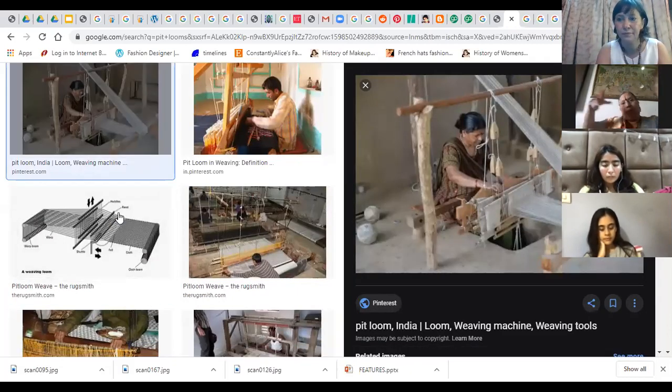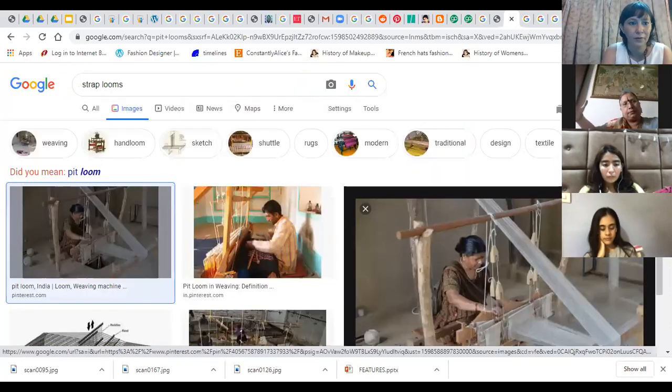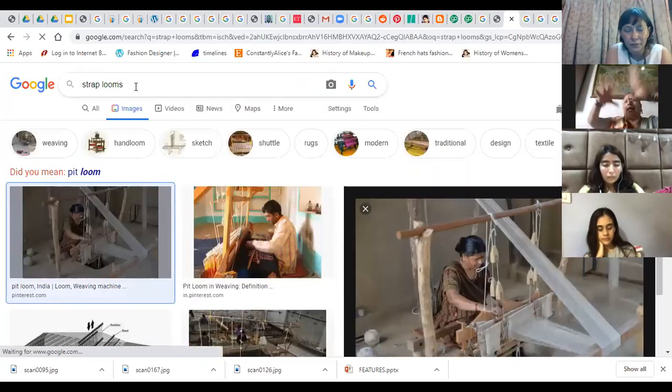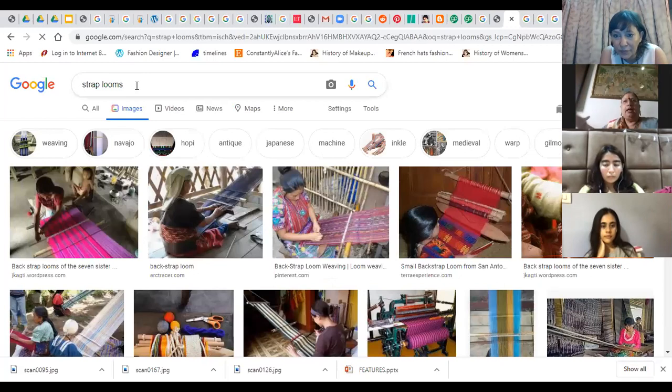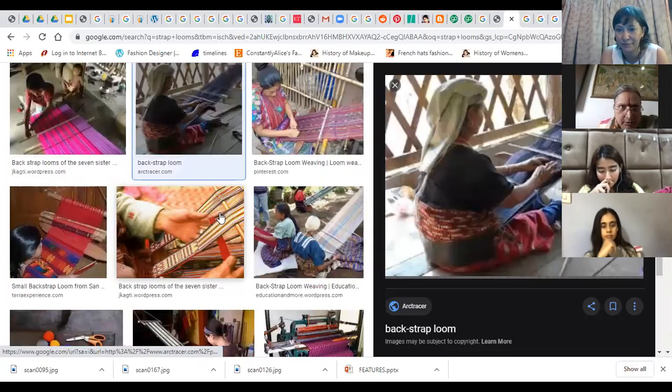And then there is a loom which is a frame loom. In a frame loom, an actual frame is created, and on that the weaving happens. This is a back strap loom.